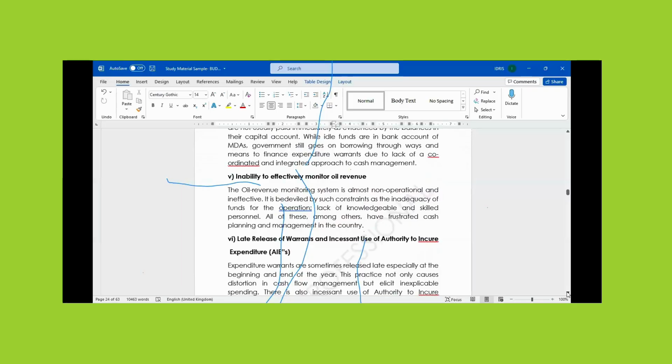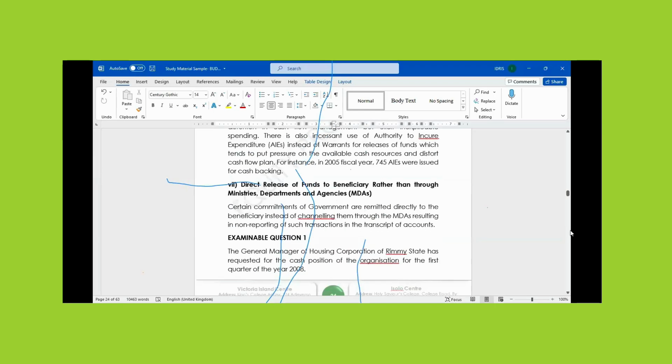It's a problem of government cash management in Nigeria. Another one is inability to effectively monitor oil revenue. Oil revenue, we don't monitor it. Government doesn't monitor it very well. They depend mostly on the report given to them by NNPC. That is what they depend on. They are not getting the report from outsiders. So all these are the problems of government cash management in Nigeria.